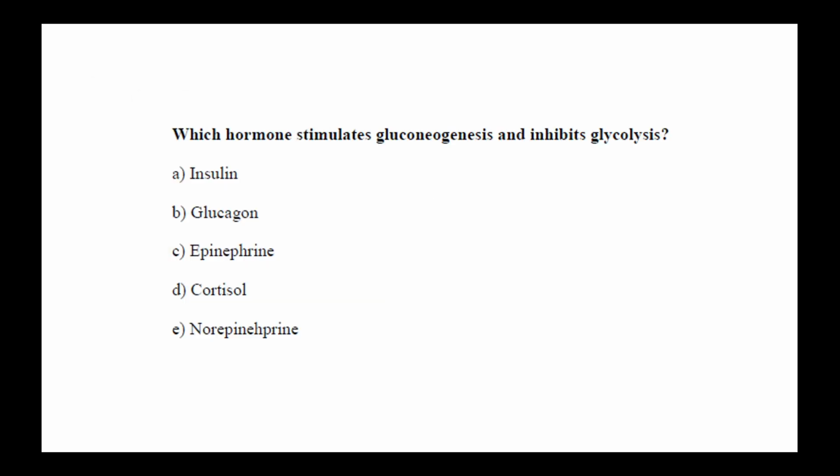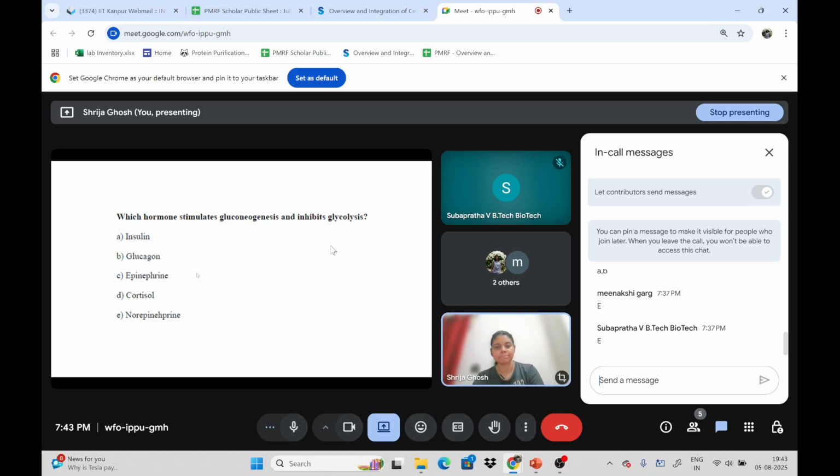Is this clear? Till now, if you have any doubt, please let me know.